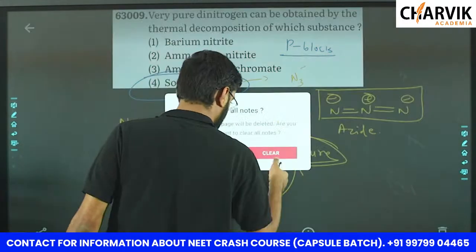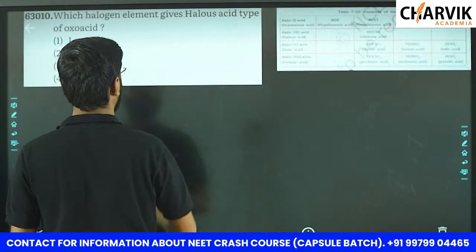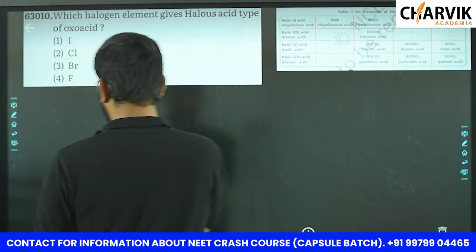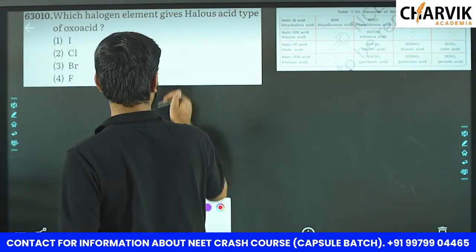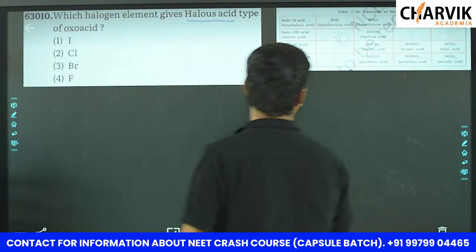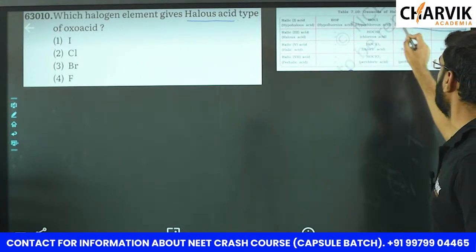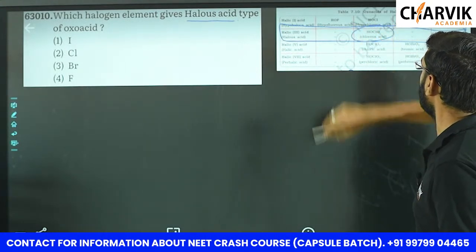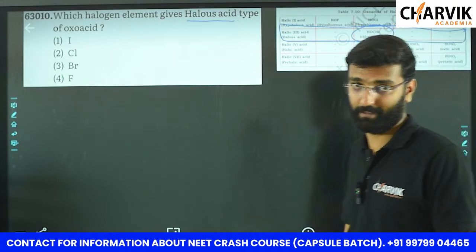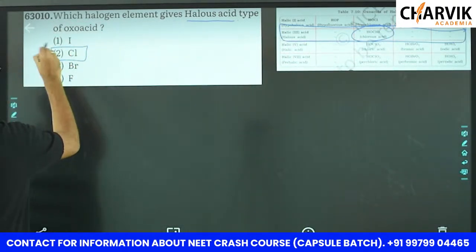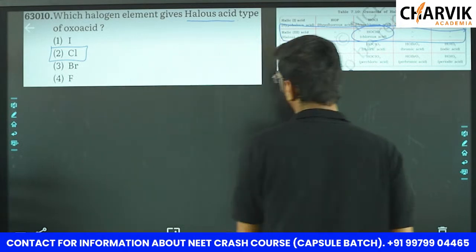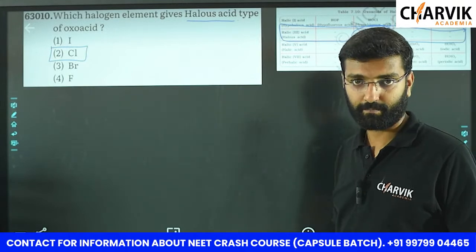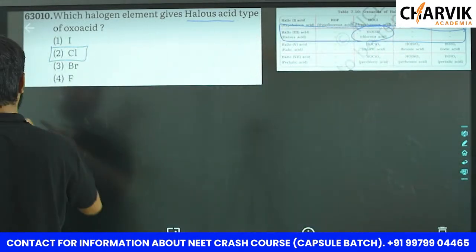Okay. Next, which halogen element gives halous type of oxo acid? Halous acid. Okay. Now, again a question from p-block. Only chlorine gives halous type of acid, right? So your correct option is Cl. No other halogen gives halous acid. Only chlorine gives halous acid. Then, okay, move to next question.